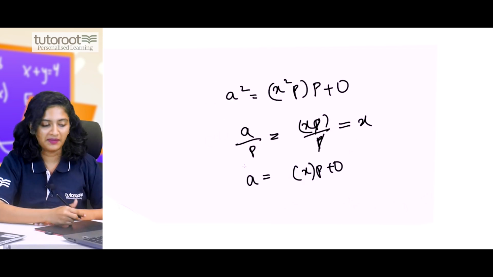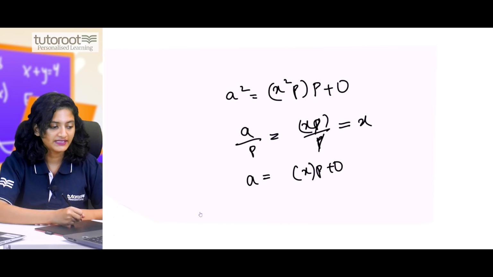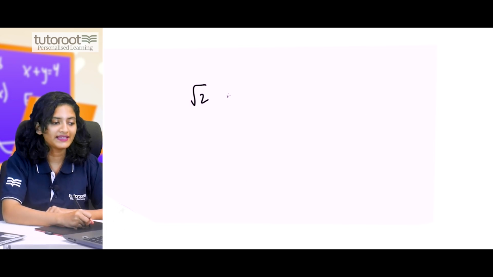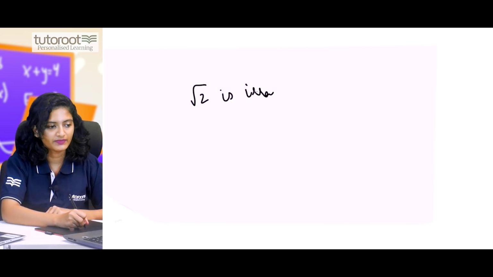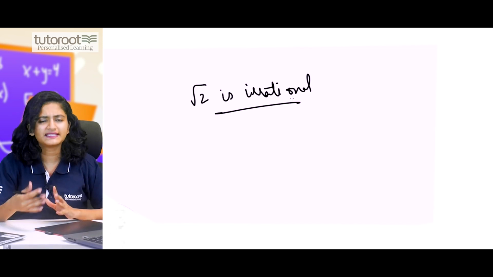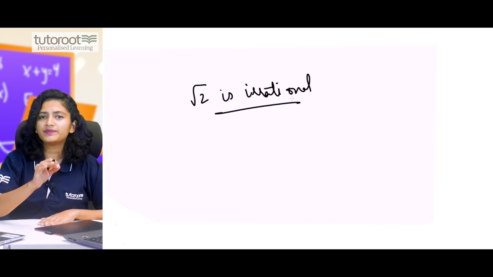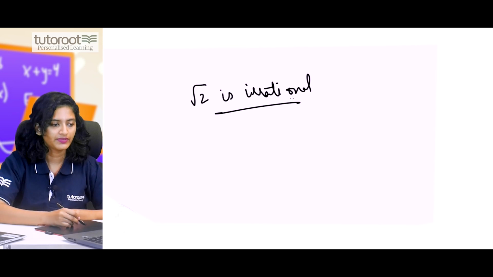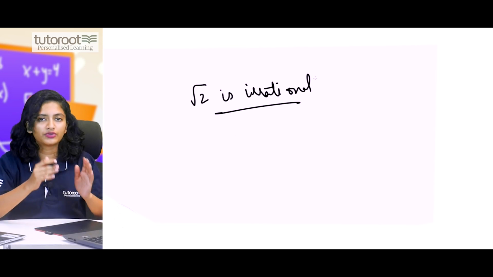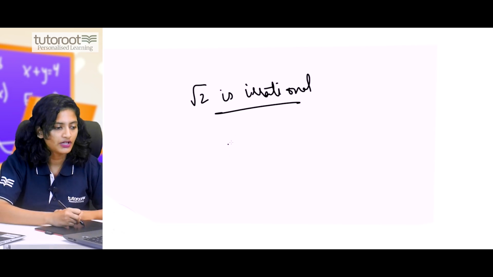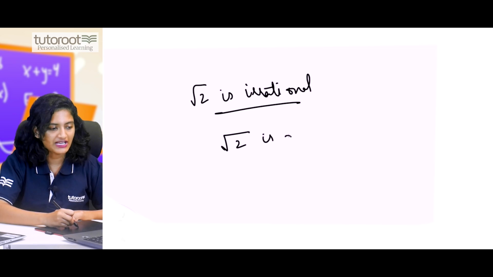Now let's look at an example. Let's prove that root 2 is irrational. Now, what is the first step? Step 1 is to assume that the statement given is false. They asked us to prove that root 2 is irrational, so let's assume that root 2 is rational.